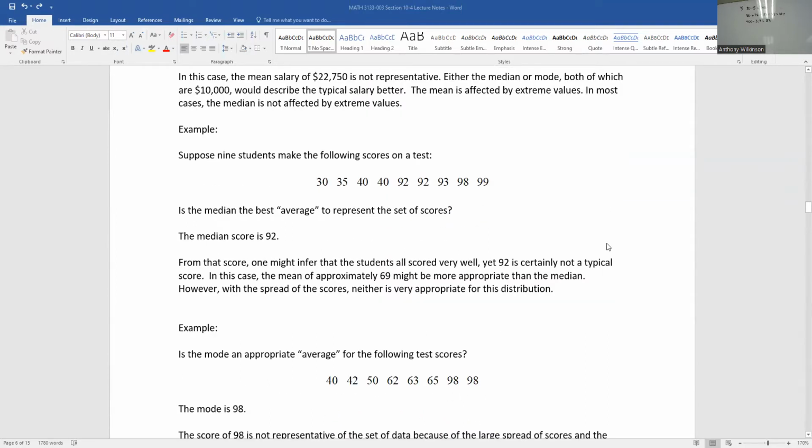Now, here's another scenario. Let's say 9 students make the following scores on a test. In this case, 30, 35, 40, 40, 92, 92, 93, 98, and 99. Now, would the median be the best average to represent the set of scores? If you were to put this data set in numerical order from least to greatest, and then find the middle number, it would be 92. And besides, it's already in numerical order. So the middle number would be 92.